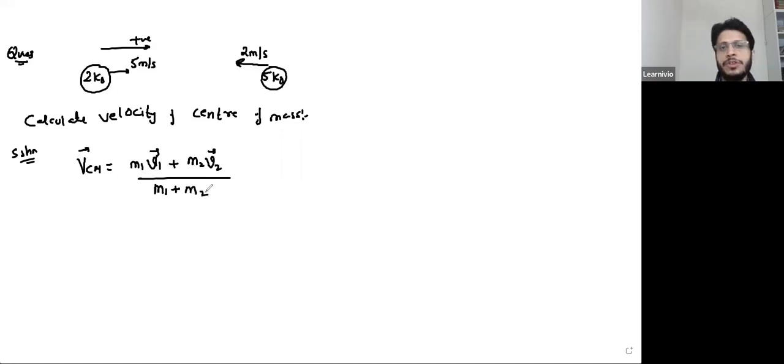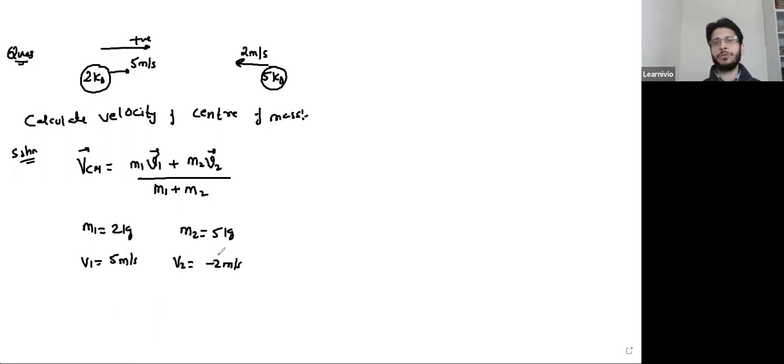Capital M, I can write m1 plus m2. Here, m1 is 2 kg, v1 is 5 meters per second. It's one-dimensional motion, so I can drop the vector sign here. m2 is 5 kg, but your v2 will be minus 2. It's moving in the opposite direction, so this velocity should be negative. It's minus 2. So the velocity of center of mass is 2 into 5 plus 5 into minus 2.